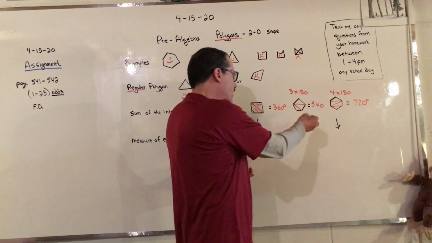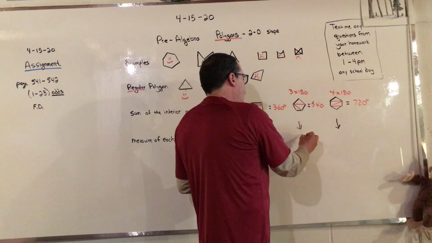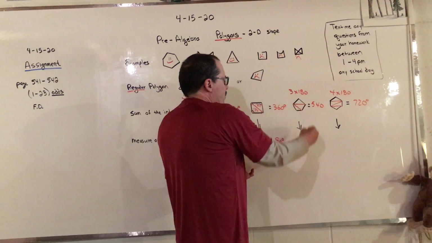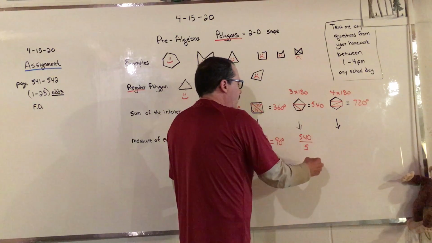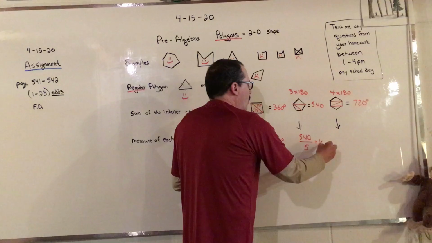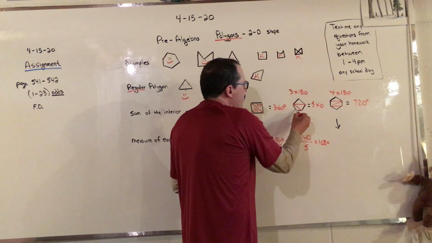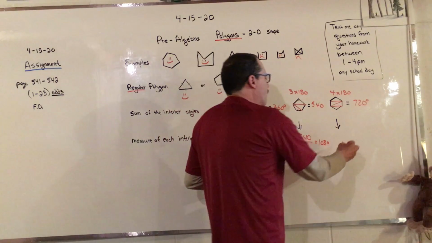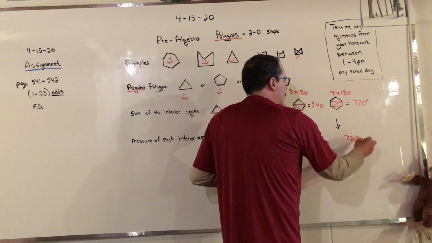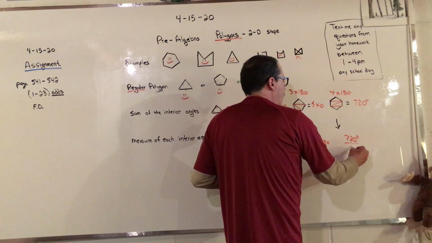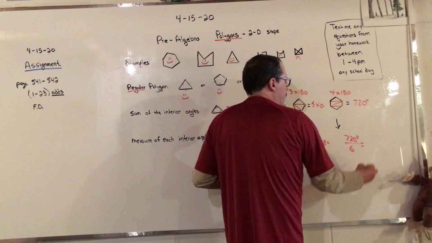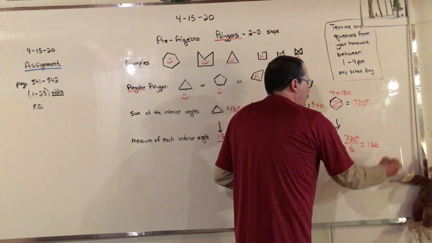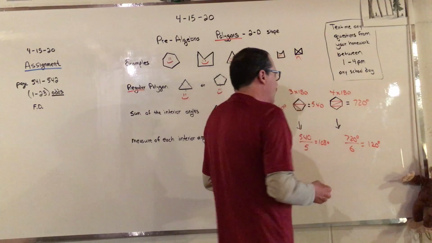Now, if you go to a pentagon, the angles all add up to 540. This time we divide by how many there are, which is 5, and 540 divided by 5 gives us 108 degrees. That means each of these angles in here is 108 degrees. And the last one is 720. We're going to divide that by 6, and 720 divided by 6 is 120 degrees. So that's how big each angle is.